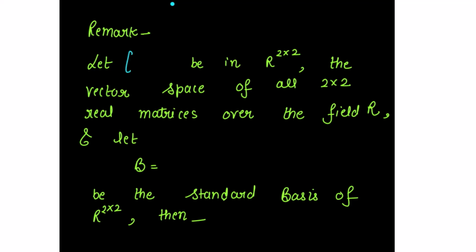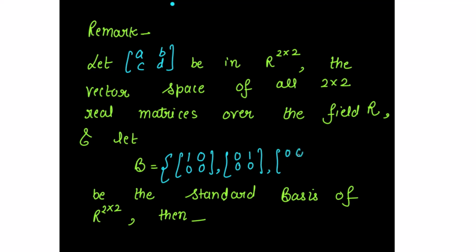Let [A B; C D] be a 2 by 2 square matrix in R^(2×2), that is, A, B, C, D are all in the reals. This is the vector space of all 2 by 2 real matrices over the field R. And let B be the standard basis of R^(2×2), that is [1 0; 0 0], then [0 1; 0 0], then [0 0; 1 0], and [0 0; 0 1]. So these are the standard bases of R^(2×2).